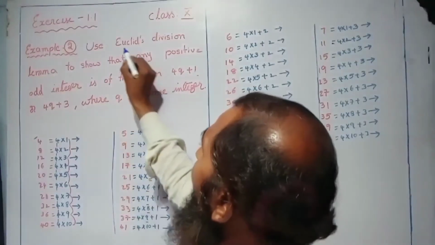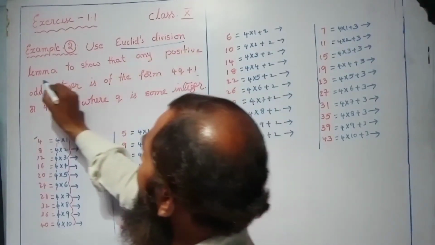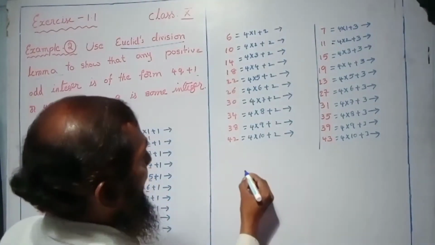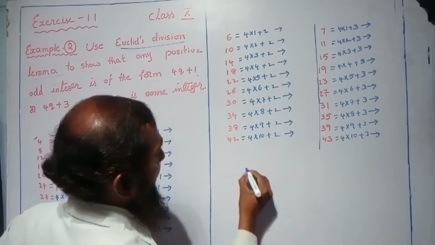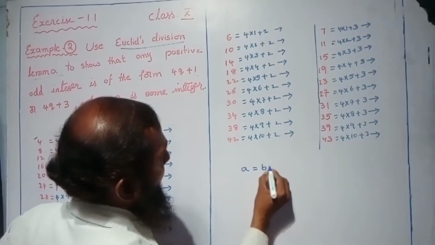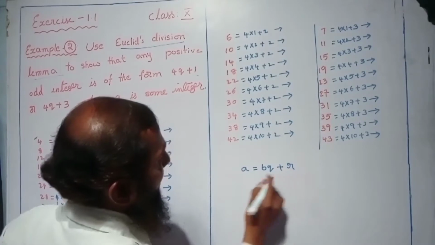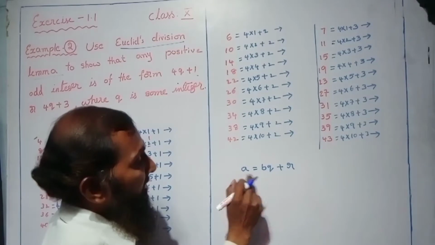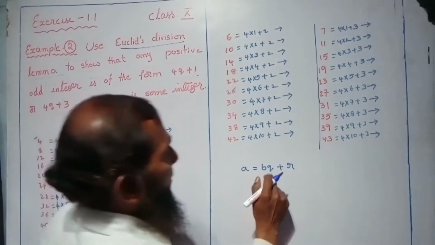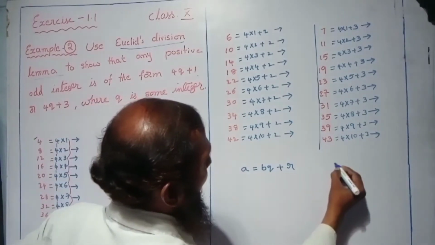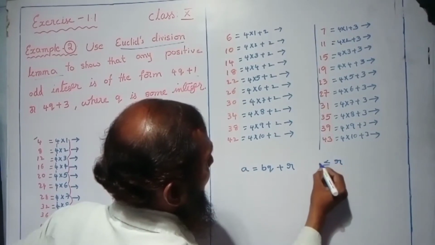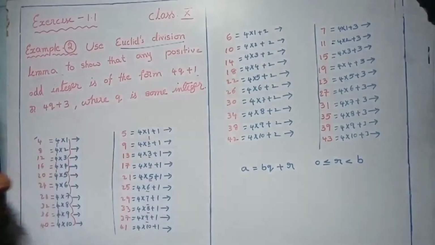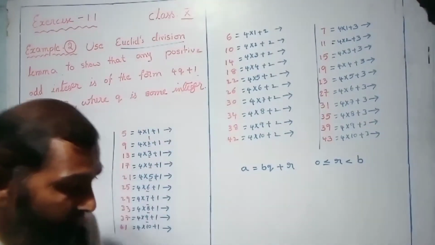First of all, Euclid division lemma. So what is Euclid division lemma? See here, the Euclid division lemma means a is equal to bq plus r. It means a and b are positive integers, and there exist q and r, also positive integers, satisfying this condition a is equal to bq plus r, where the remainder r lies between 0 and b. So this is the Euclid division lemma.